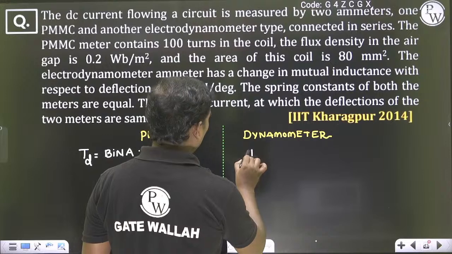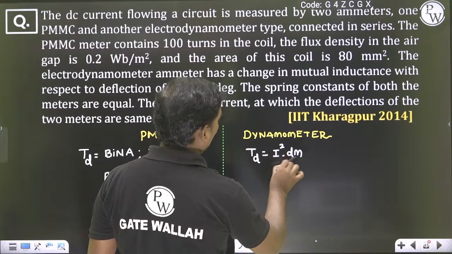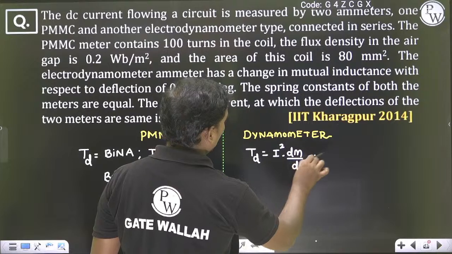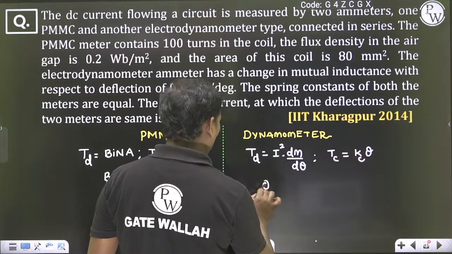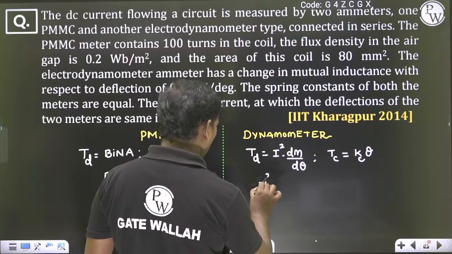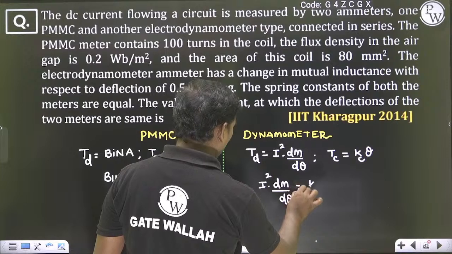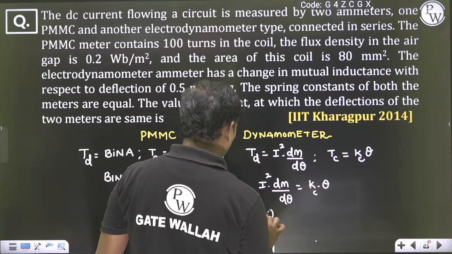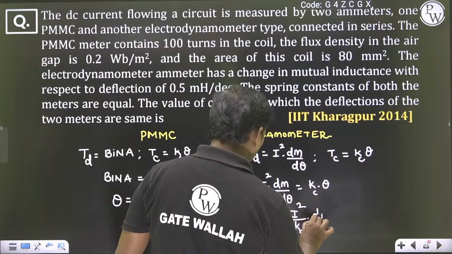Dynamometer, if you see, the deflection torque is I square dM by d theta. It works on the mutual inductance concept, and controlling torque is Kc theta. So here we write I square dM by d theta is equal to Kc theta. So theta is equal to I square by Kc into dM by d theta.